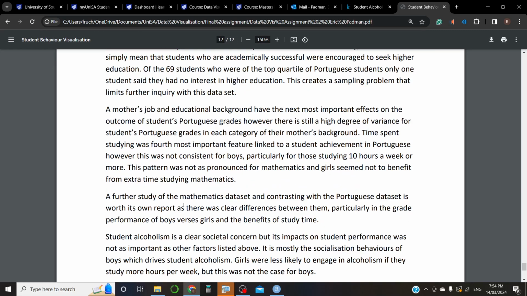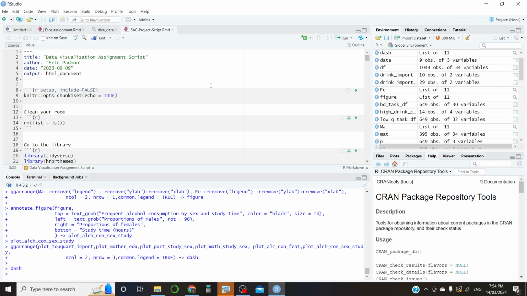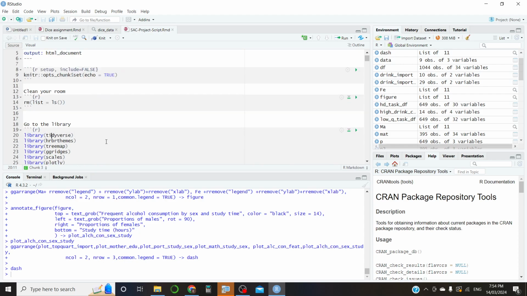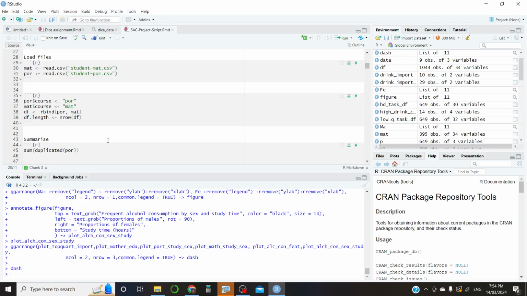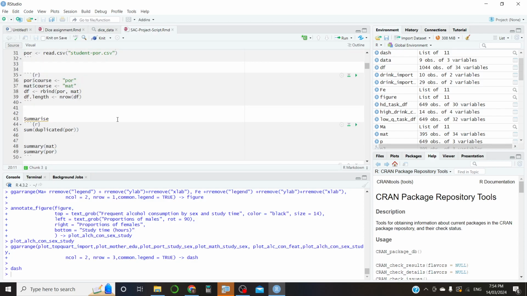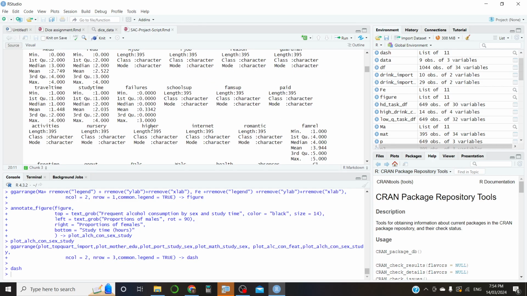So, let's just see if my R thing's loaded. I'm going to go through this. Okay, here's my R script that I used to present this. I've just got the usual stuff, a bunch of error messages, load files, all that stuff. The data set's pretty clean.